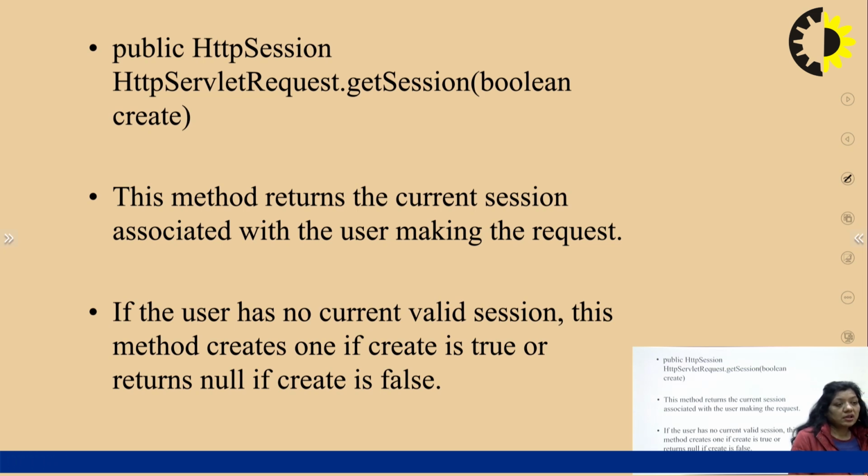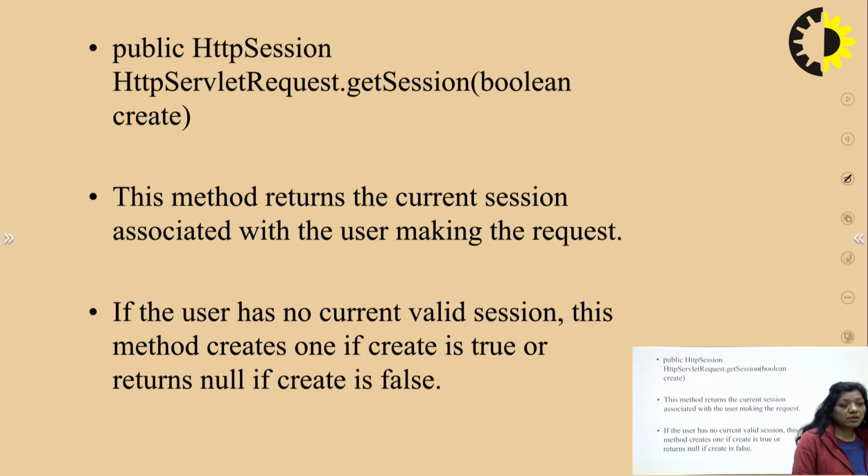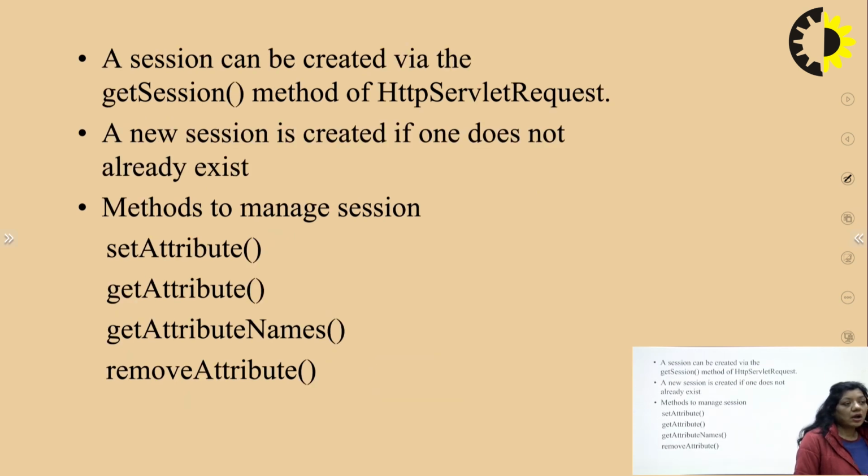This method returns the current session associated with the user making the request. If the user has no current valid session, this method creates one if create is true, or returns null if create is false. A session can be created via the getSession method of HttpServletRequest. A new session is created if one does not already exist, and methods to manage the session are getAttribute, setAttribute, and removeAttribute.